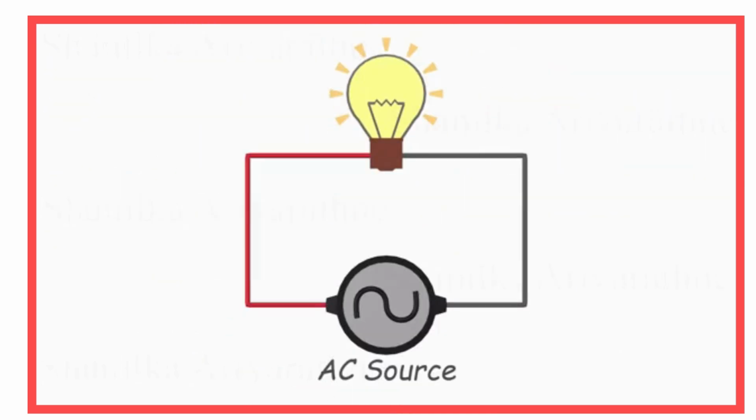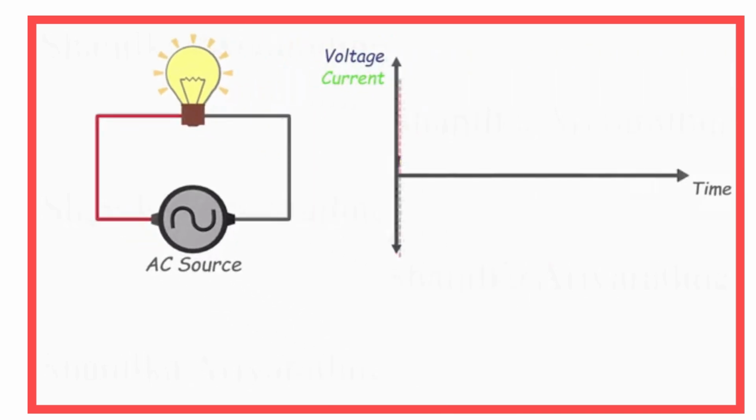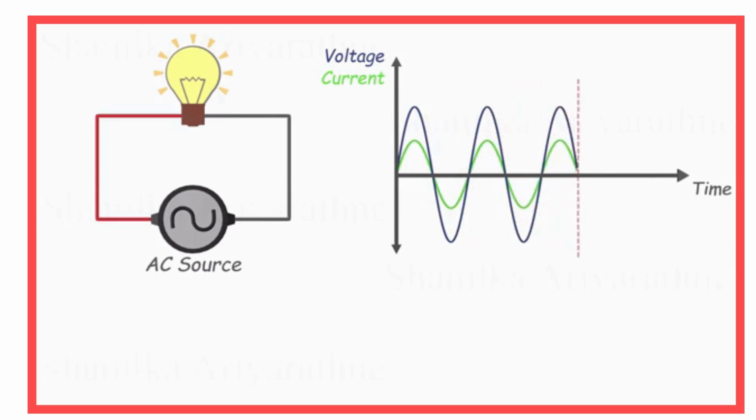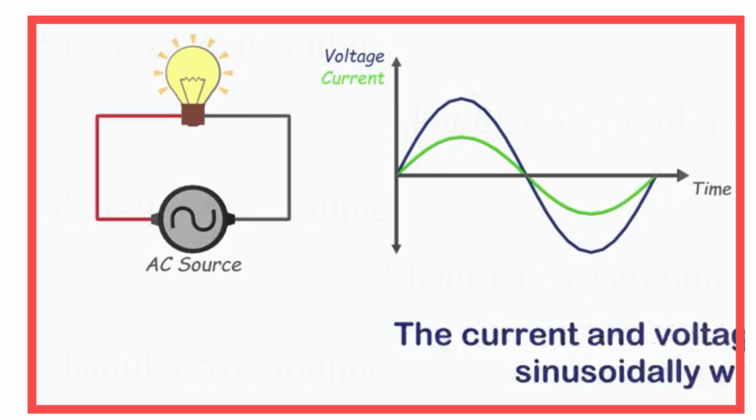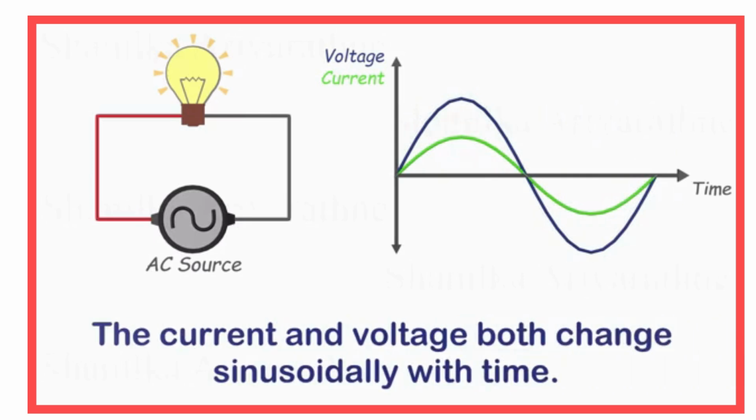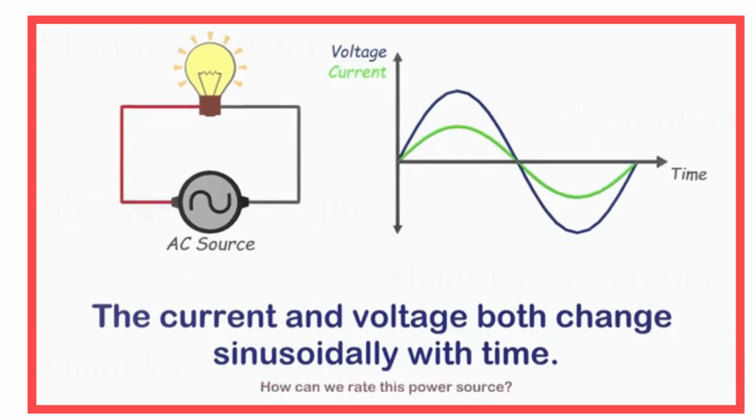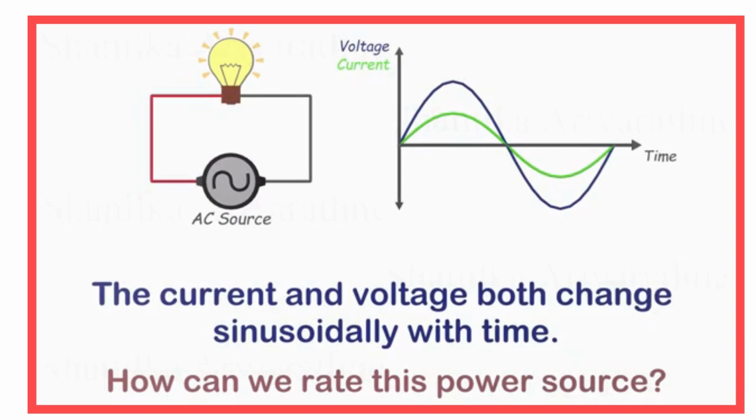Now let's consider another circuit containing the same light bulb, but powered using an alternating current power source. As we know, the current and voltage both change sinusoidally with time. Let's focus on one cycle. If both voltage and current change constantly, how can we rate this power source?